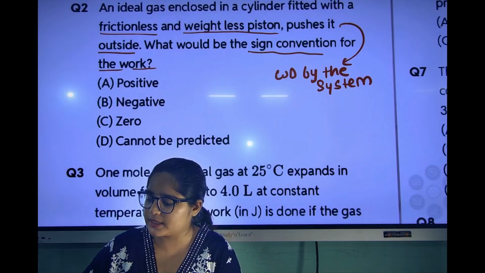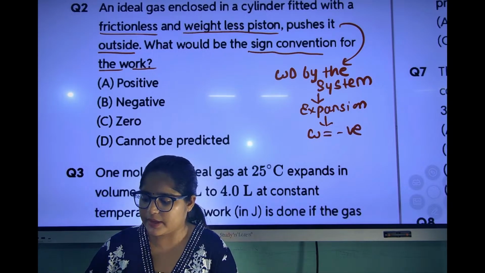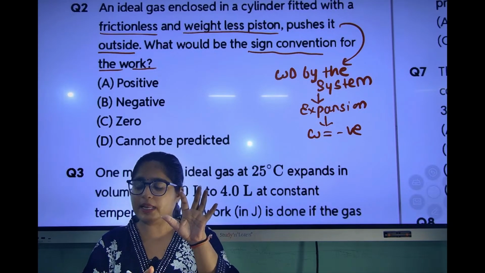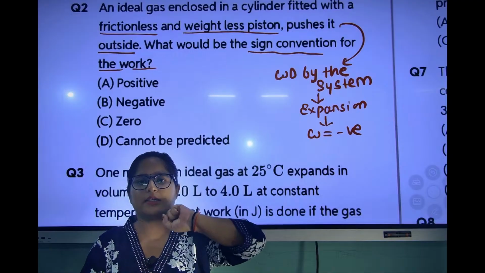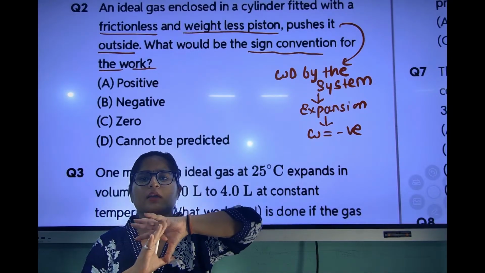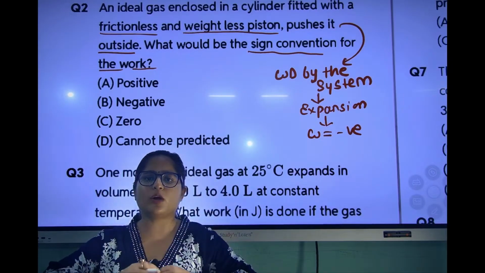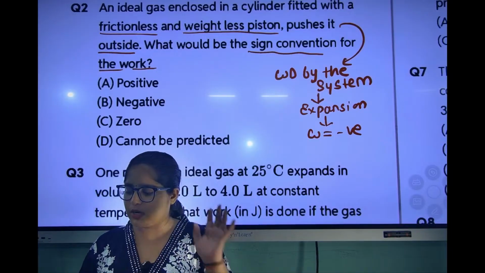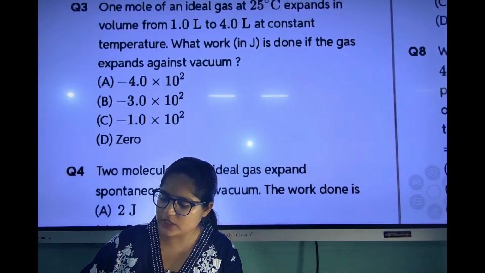Work done by the system means it is a case of expansion, and expansion means work done will be negative. So a gas is there, enclosed in a cylinder, and this cylinder is fitted with a frictionless piston, and it is pushing outside. So what is happening? Work is done by the system. The system is pushing outward. Gas is expanding, volume is increasing. So expansion means work done is negative. Conceptual question. Clear?